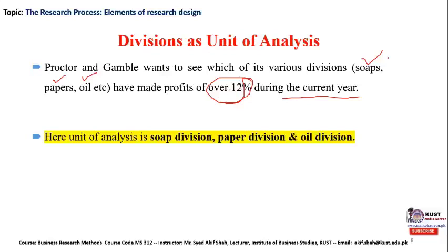So as a particular division is the focus point for a researcher, like the soap division, paper division, or oil division, therefore the unit of analysis here is division-based analysis. Like the soap division has earned 13% profit, whereas the paper division might have earned, let's suppose, 11%, and the oil division has earned 14% profit. So the researcher can infer that the oil division is doing better than the rest of the divisions.